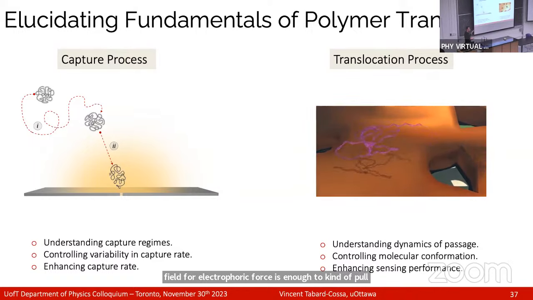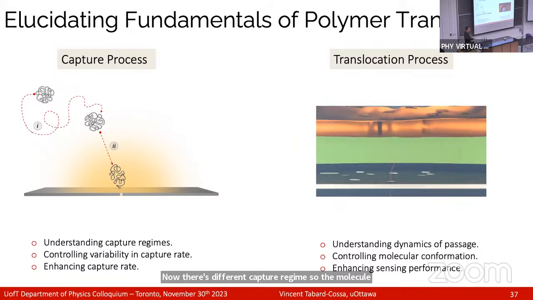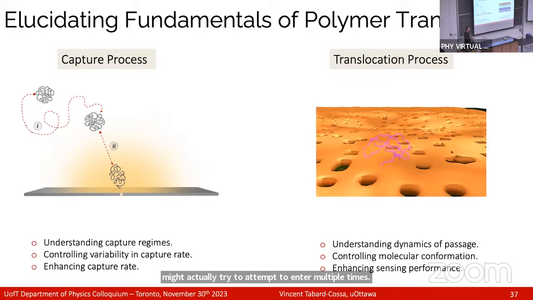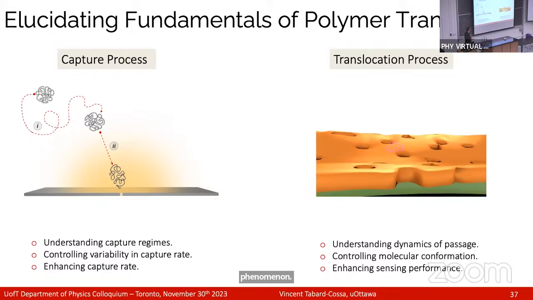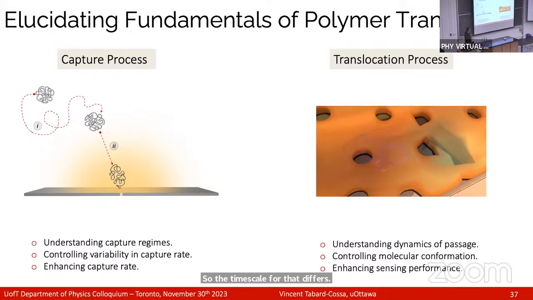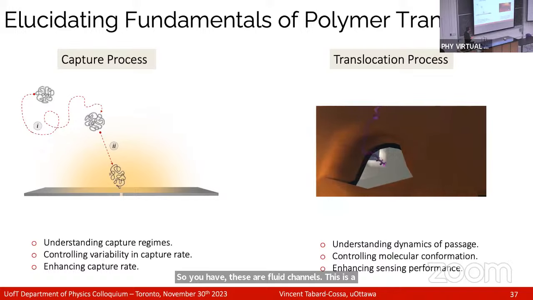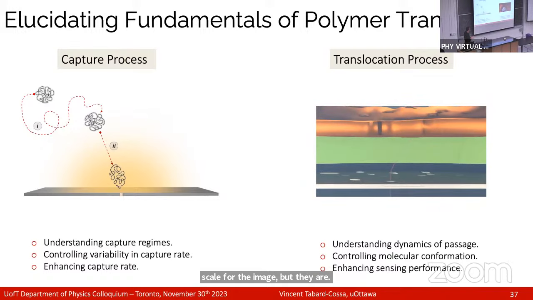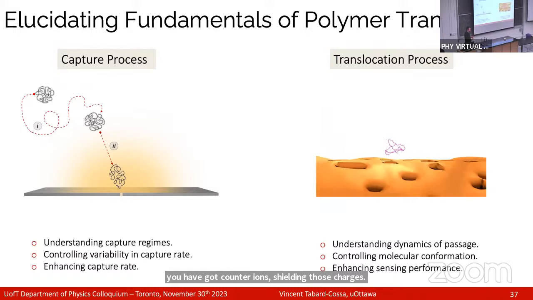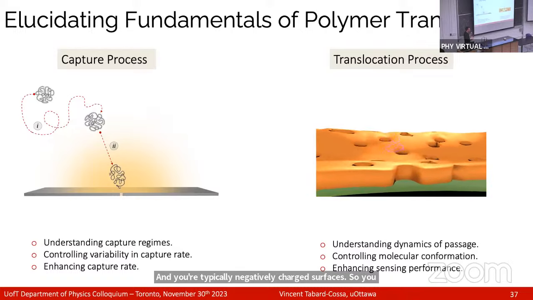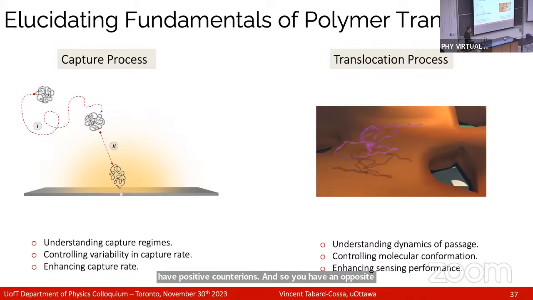Now there are different capture regimes, so the molecule might attempt to enter multiple times before entering. This is sort of a barrier crossing phenomenon, so the timescale differs. But there are other forces at play as well. These are fluidic channels. There are charges on the surface of the pore, and in water you have counter ions shielding those charges. You typically have negatively charged surfaces, so you have positive counter ions, and so an electroosmotic flow that opposes the electrophoretic force on the DNA.